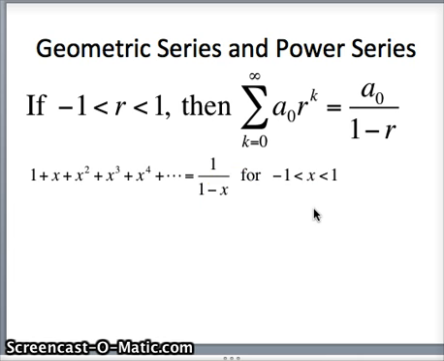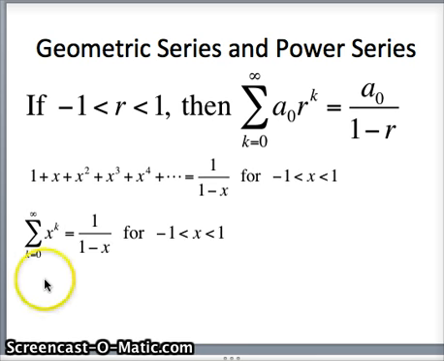But let's not forget when a geometric series converges. It converges when the common ratio is between -1 and 1. That's going to be important for us to recognize, and we'll call that an interval of convergence. We can also write this problem this way: the sum as k goes from 0 to infinity of x to the k. X to the 0 is 1, x to the 1 is x, x to the second is x squared, x to the third, x cubed, etc. So the sum as k goes from 0 to infinity of x to the k is 1 over 1 minus x, as long as that common ratio is between -1 and 1.